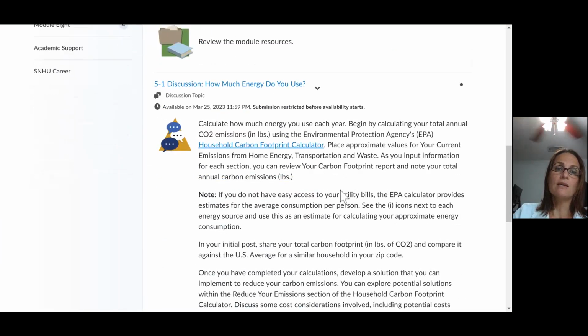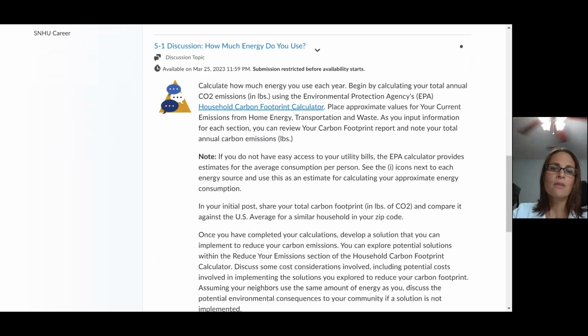Your discussion for this week, how much energy do you use? For this discussion, you're going to calculate how much energy you use each year. There is a link here to the EPA. It's called Household Carbon Footprint Calculator. Just approximate your values. You don't have to know the minute details, the specifics here. So you can just do approximation. If you don't have access to your utility bills, you can provide a quick estimate. The EPA also has a calculator for doing that as well.